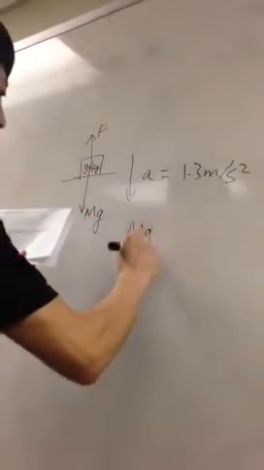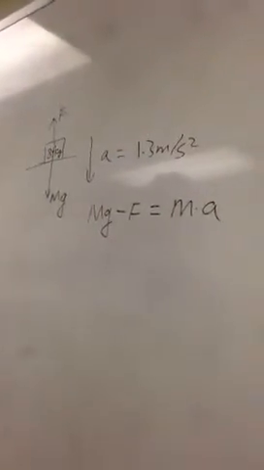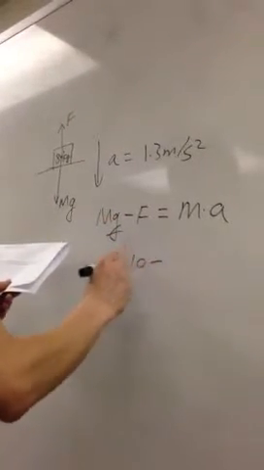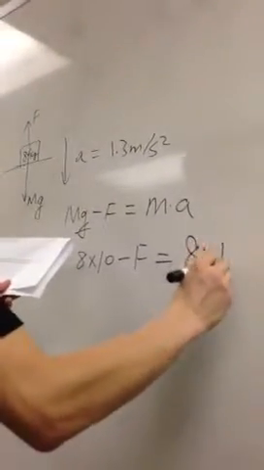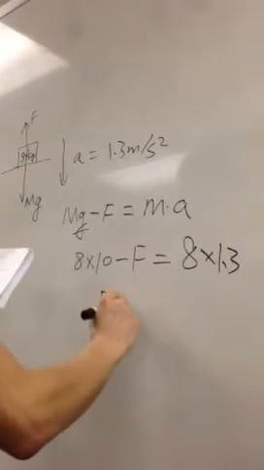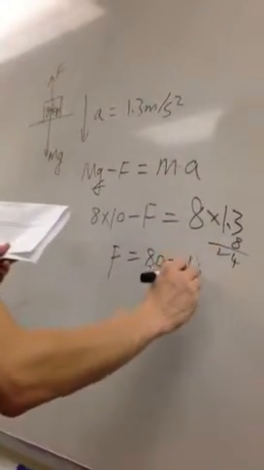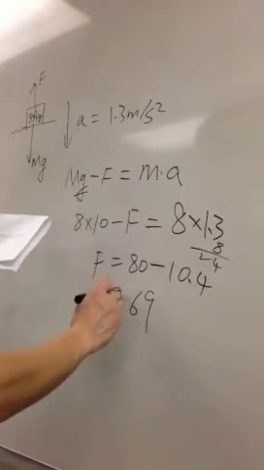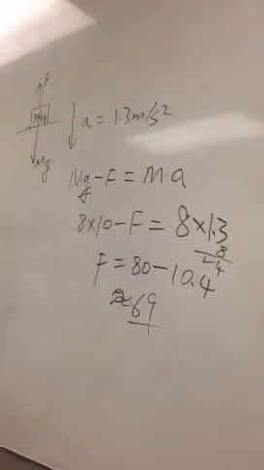We know it's accelerating downward. So mg minus Fn is equal to MA, right? And if you put everything there, g, let's say that's 10, minus Fn equals 8 times 1.3, equals 80. So it's around 69. The answer is 68, D.